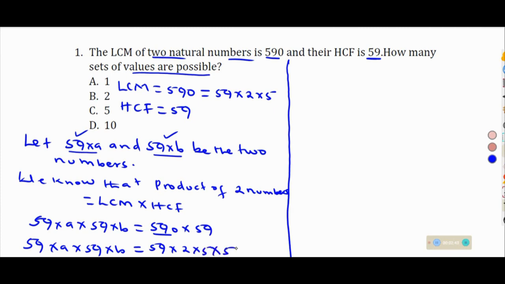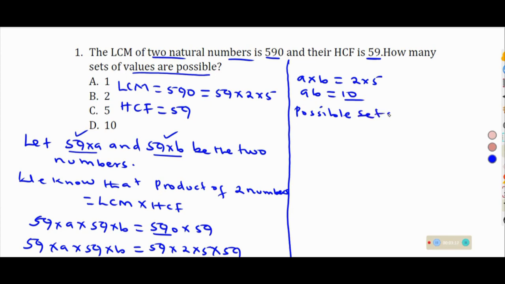So we shall again multiply by 59. You realize 59 is on both sides, so it will cancel out, and we shall simply remain with A times B, which is equal to 2 times 5. So AB is equal to 10. So we need the possible values of A and B, whose product will give us 10.